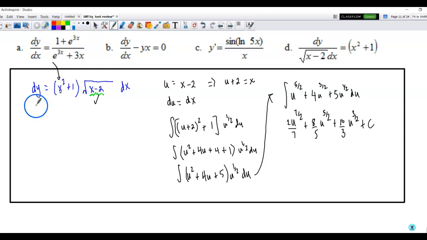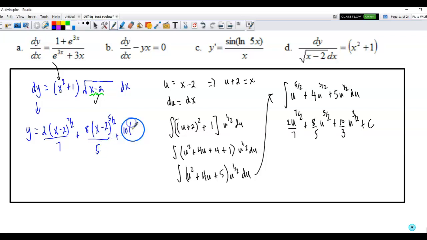Let's come back over to our original problem. The antiderivative on the left side is y, and on the right side, make all the replacements. So 2 times u to the 7/2 over 7, where u is equal to x minus 2: x minus 2 to the 7/2, plus 8 times u, which is x minus 2, to the 5/2 over 5, plus 10 times x minus 2 to the 3/2 over 3, plus c. And that's my last integration for differential equations.